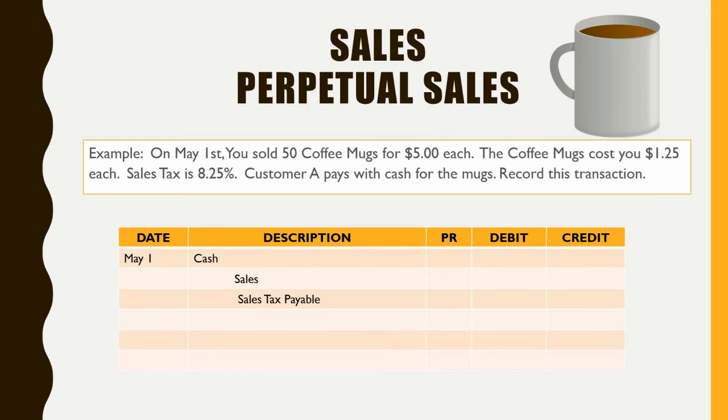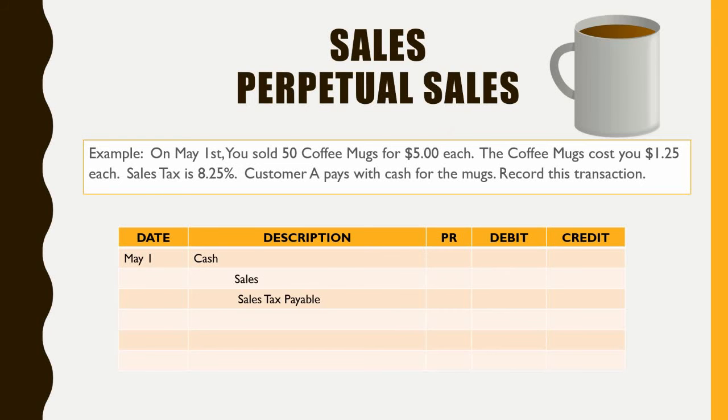So we're looking at the selling price. So 50 mugs at $5 is $250. What else? What else do we need to include?